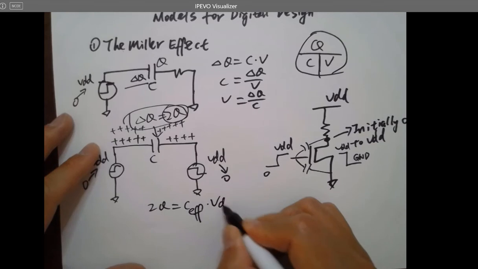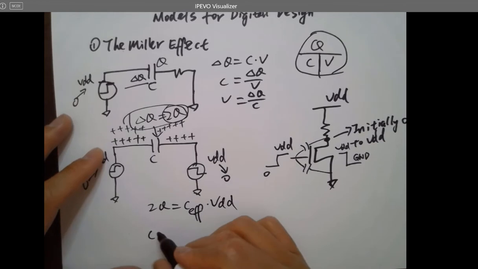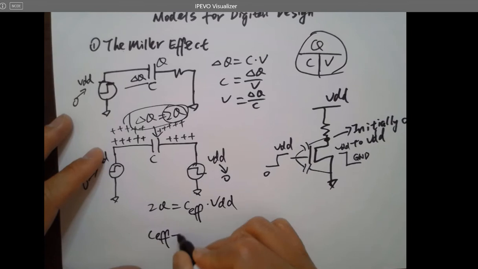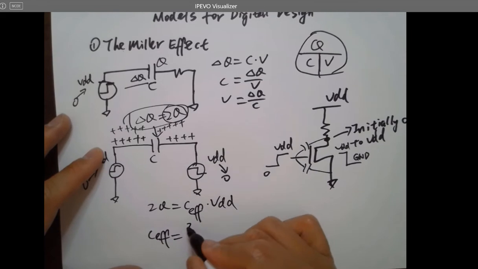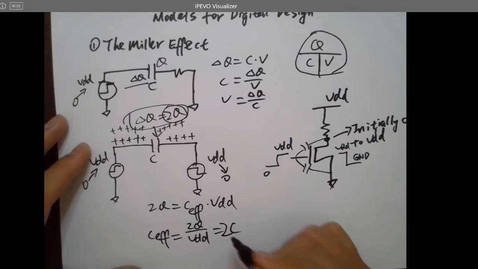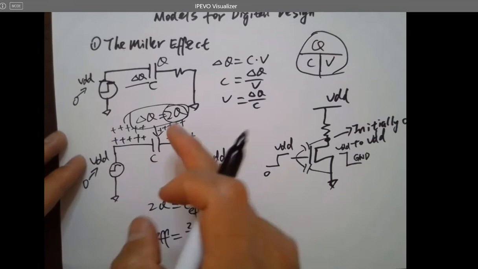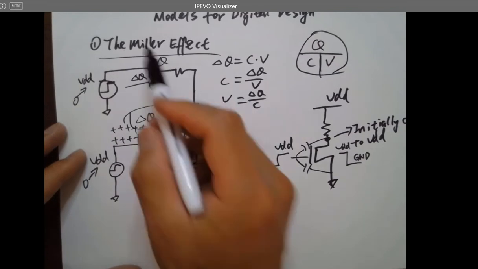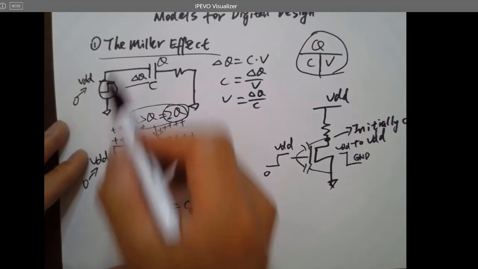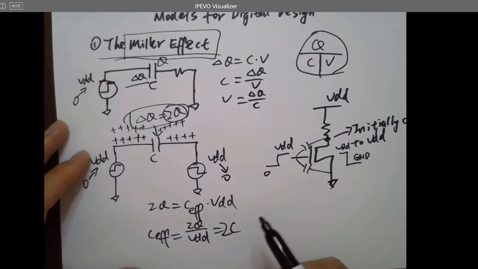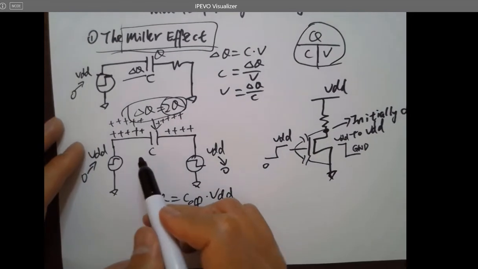So we're going to talk about it really quick. C times VDD. So now the effective capacitance equals 2Q over VDD. This is actually 2C. Same capacitor, but if you take this kind of effect into consideration, which is called the Miller effect, it's effectively 2C instead of C over here.